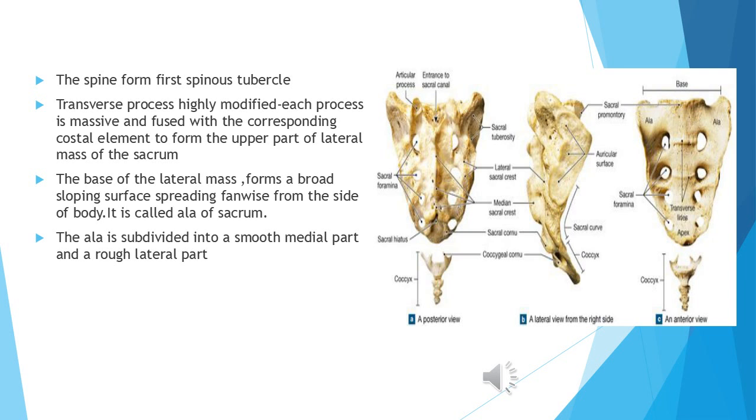And the ala of the sacrum is formed by the fusion of the transverse process and the corresponding costal element of the first sacral vertebra, or the base of the sacrum. So the pelvic surface of the ala is also forming the boundary of your true pelvis, or the pelvic brim. This ala again can be divided into a smooth medial part and a rough lateral part.